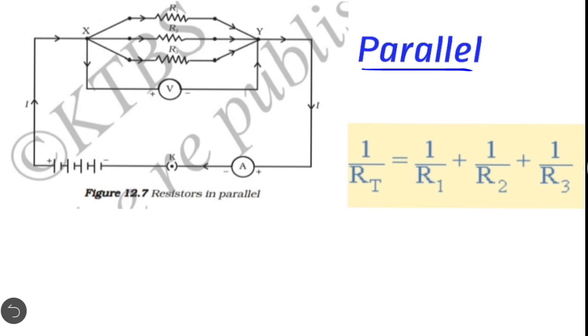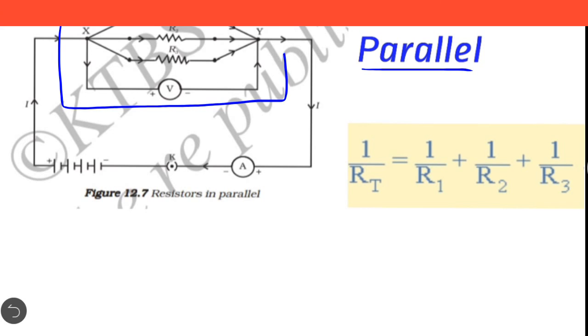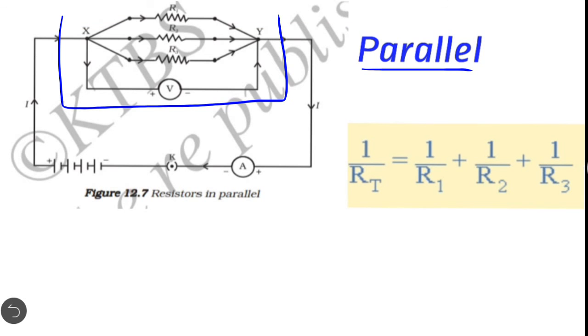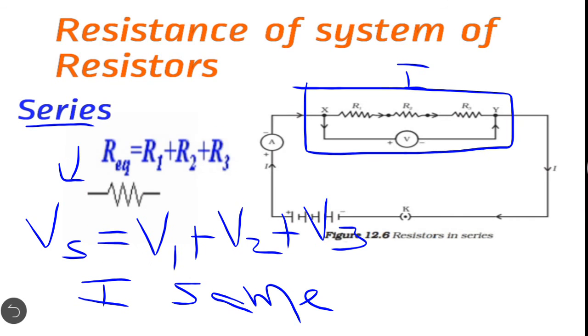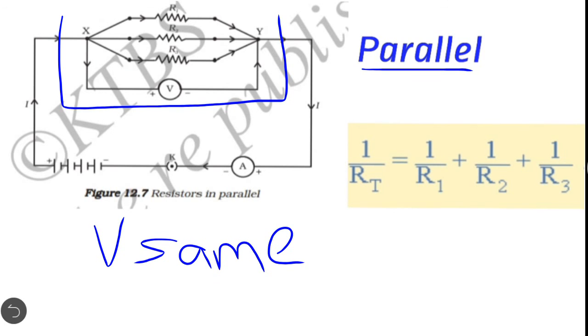Here we have parallel. You can see the arrangement of parallel here, right? And the formula to calculate is 1 by R is equal to 1 by R1 plus 1 by R2 and so on. So here V is the same in all the three resistors. This means the potential difference here is the same but not I. You must be able to differentiate between resistors arranged in series and resistors arranged in parallel.